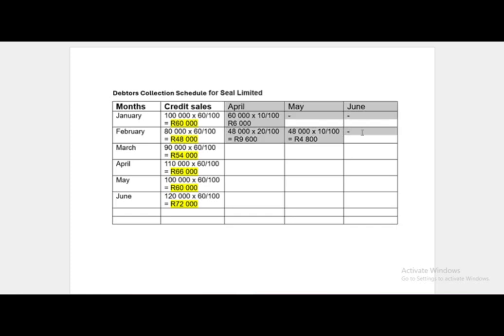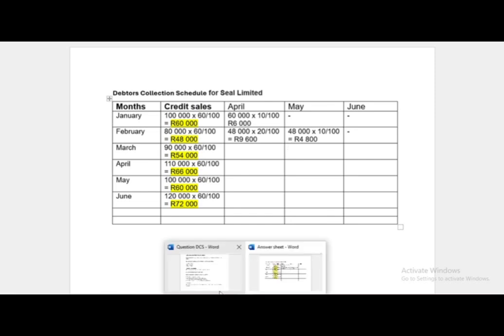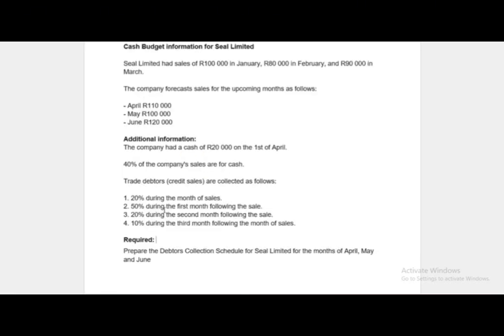Right? We only calculate when we collect in this month. So now let's proceed. The second policy says we need to collect 50% during the first month following the sale. So it means 50%. What is the first month following the sale in this case?